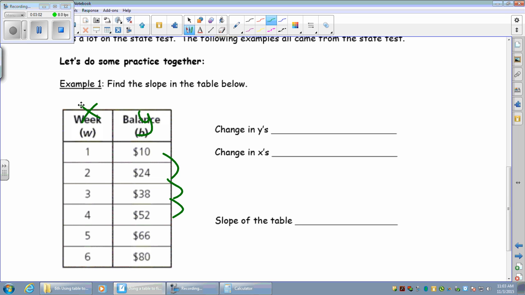So let's put an x and a y on there right away. And what are the y's changing by each time here? Well, from 10 to 24 and from 24 to 38, that's going up by 14 each time. So my change in y's, or my rise, is 14. My run, on the other hand, is my change in x's, and that is just going up by 1 each time. So it's 14 over 1, or just 14.